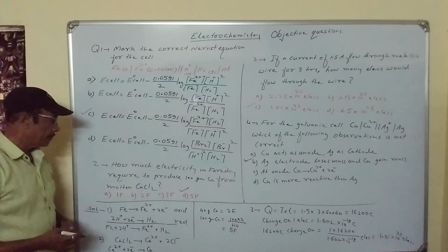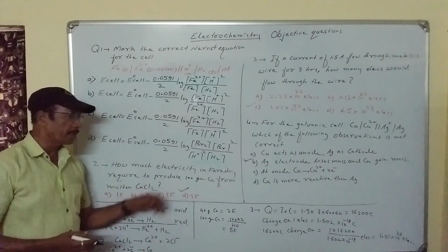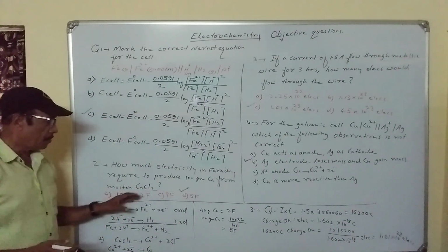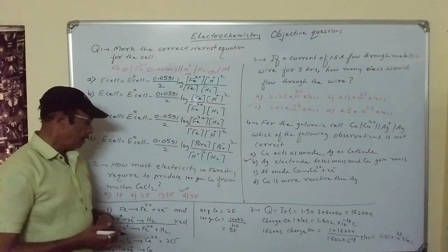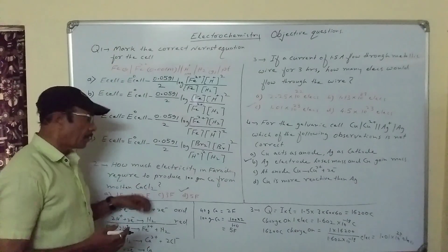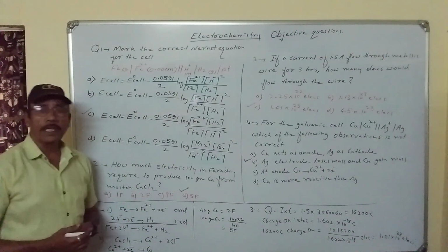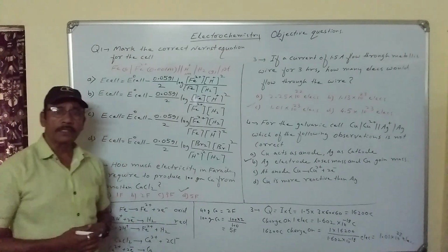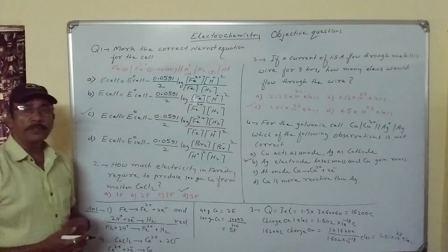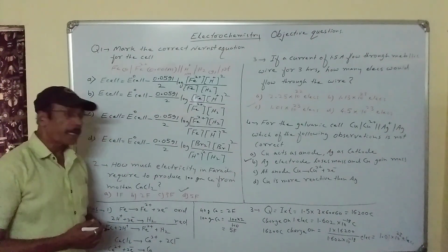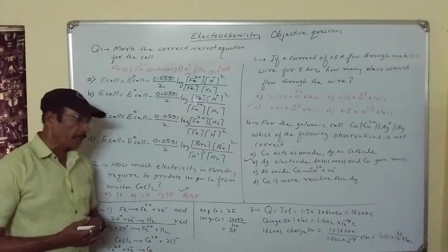Question number 2: how much electricity in Faraday is required to produce 100 grams of calcium from molten calcium chloride? Solid calcium chloride or crystals of calcium chloride are non-conductors, non-electrolytes. So we have to change it into the molten state, melt it, and then we can pass the electric current through calcium chloride.